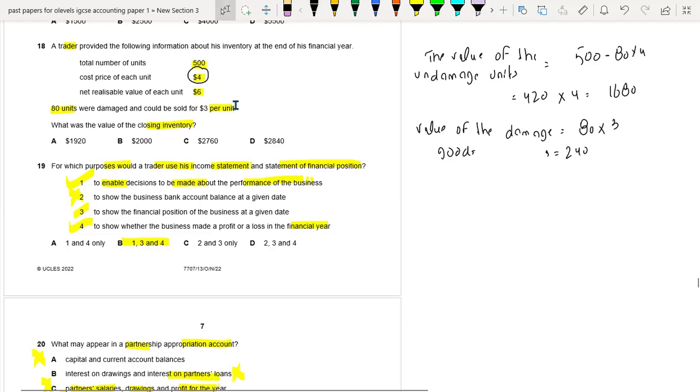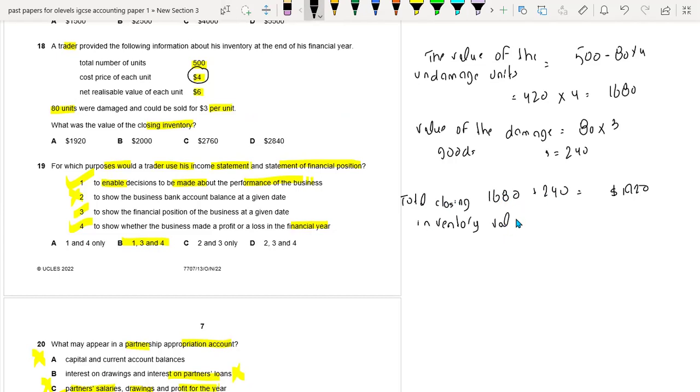Okay, so now we have to add the values of undamaged and damaged units to find our total closing inventory. So 1680 plus 240. So this is giving us the answer, which is $1920. So this is the total closing inventory value. So 1920 would be our answer. Okay.